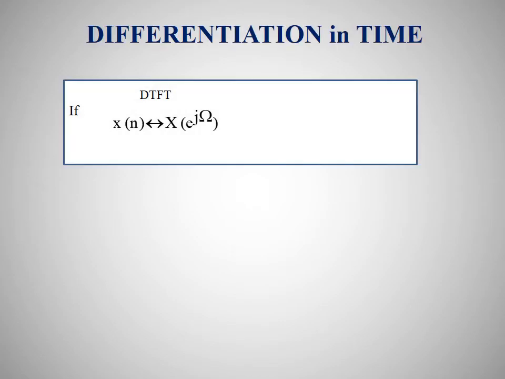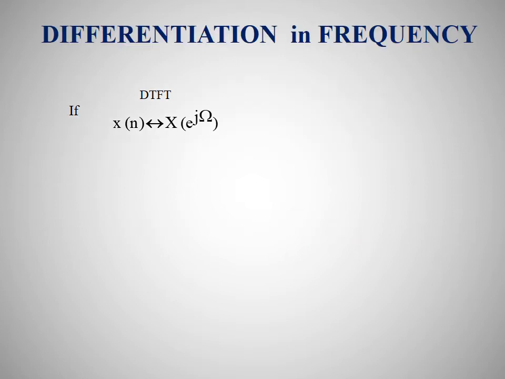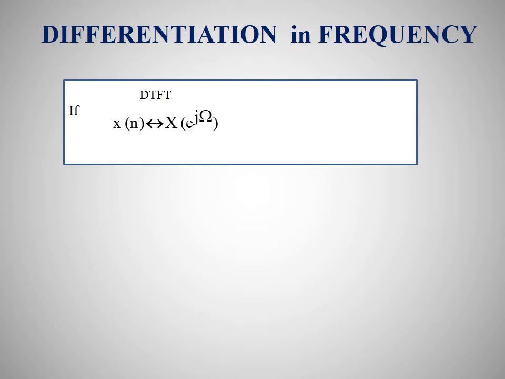Next is the differentiation in time property. Here also, if x of n and X of e^jΩ exist as the DTFT, then the differentiation in time property states x of n minus x of n minus 1 is equivalent to 1 minus e^minus jΩ times X of e^jΩ. Differentiation in frequency property states if x of n and X of e^jΩ exist for DTFT, then n into x of n is going to be equivalent to j into d by dΩ of X of e^jΩ.